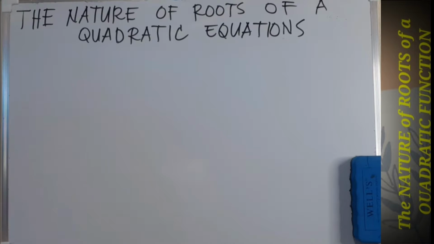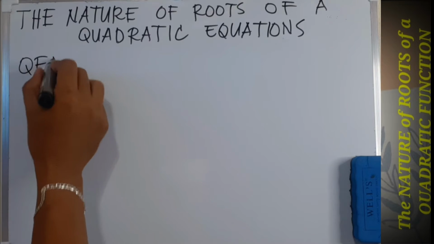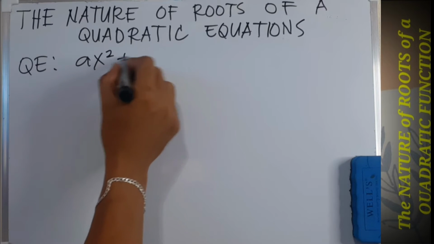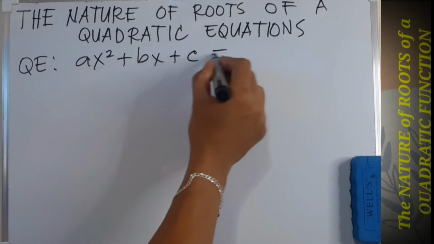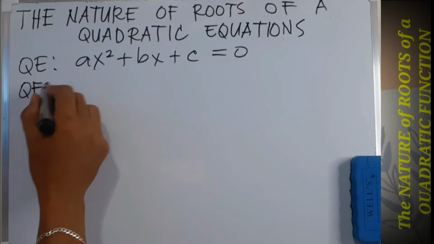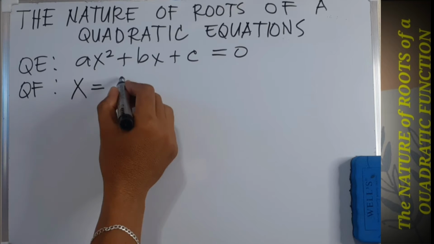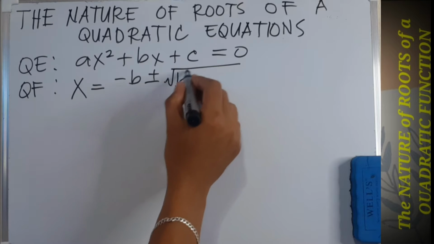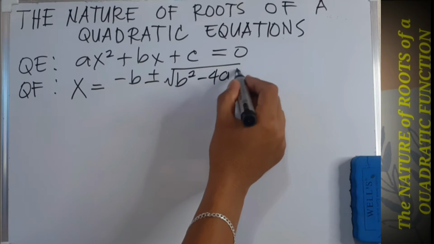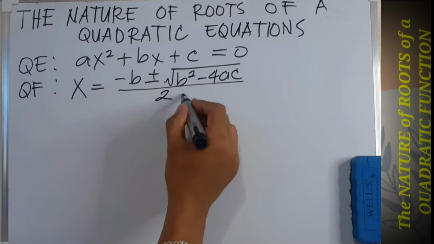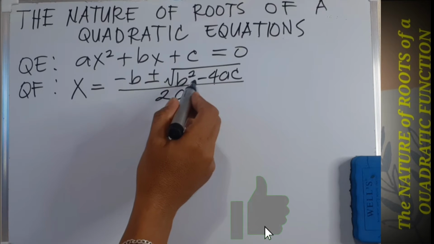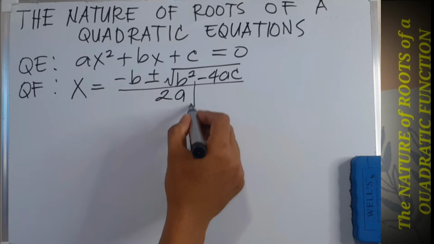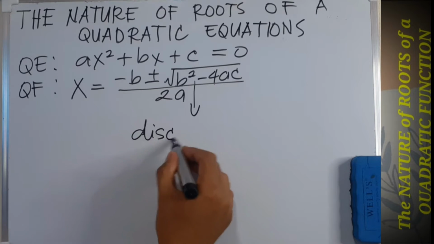For this video, we will discuss the nature of roots of a quadratic equation. Let us recall that in a quadratic equation in the form ax squared plus bx plus c equals 0, the quadratic formula is x equals negative b plus or minus square root of b squared minus 4ac all over 2a. The radicand b squared minus 4ac is called the discriminant.